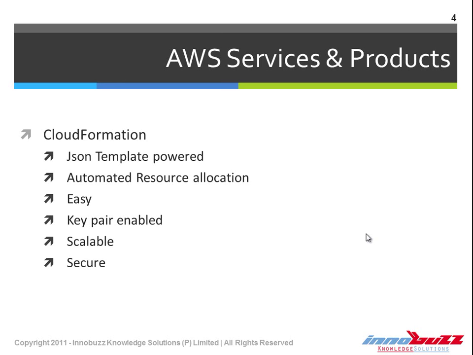And it is key pair enabled. We create a key pair before we proceed with our CloudFormation. With this key pair, we access the resources that are allocated or created using the JSON script in the CloudFormation. For example, the key pair is used for accessing the EC2 instance which is launched in the CloudFormation.